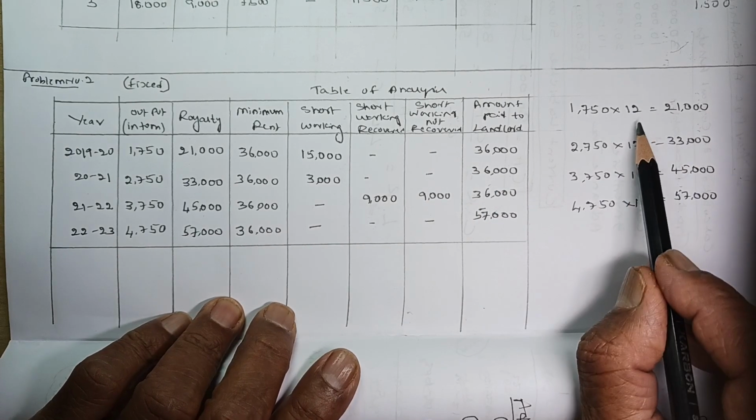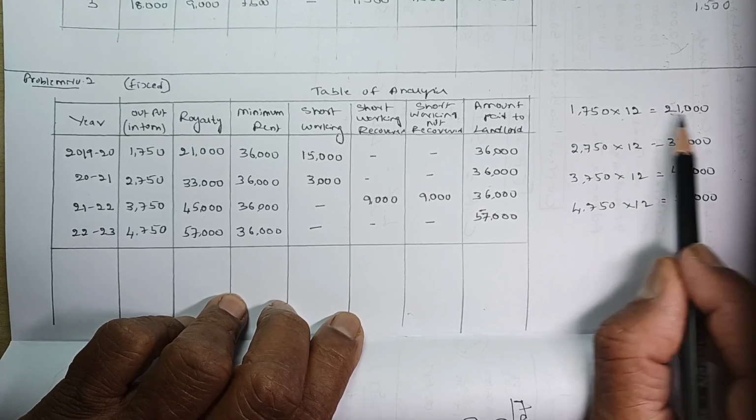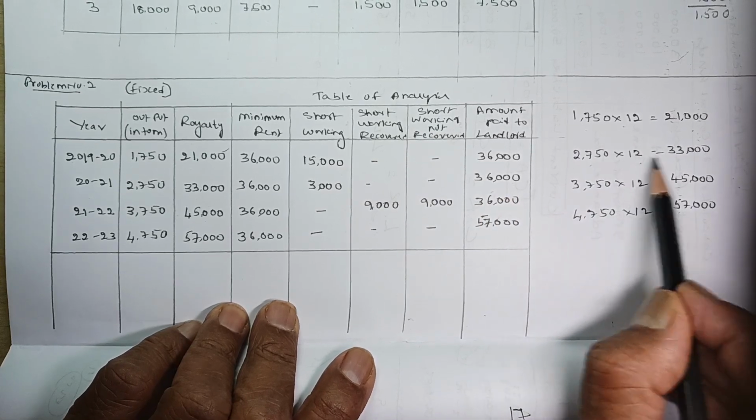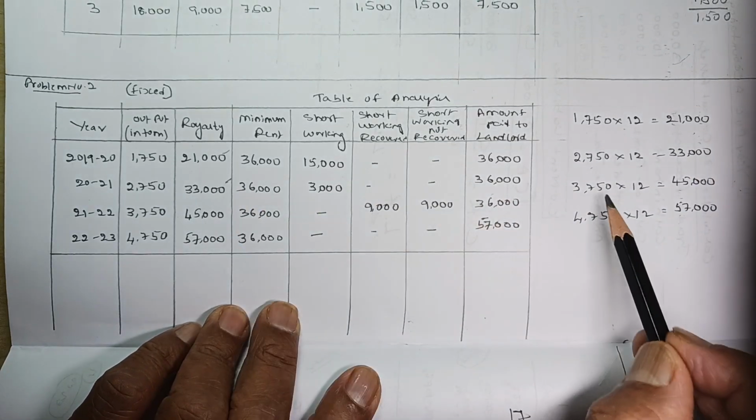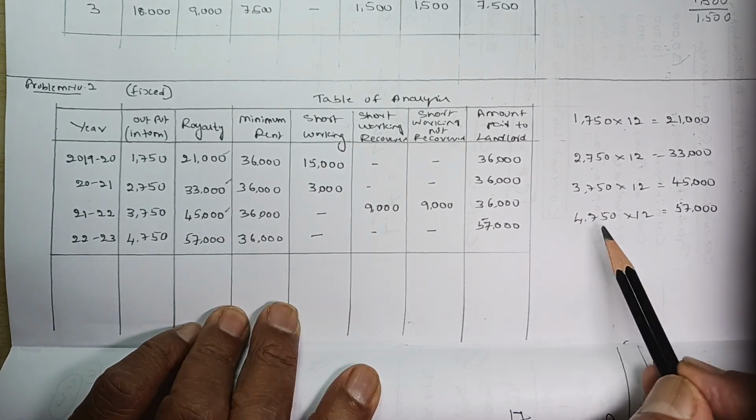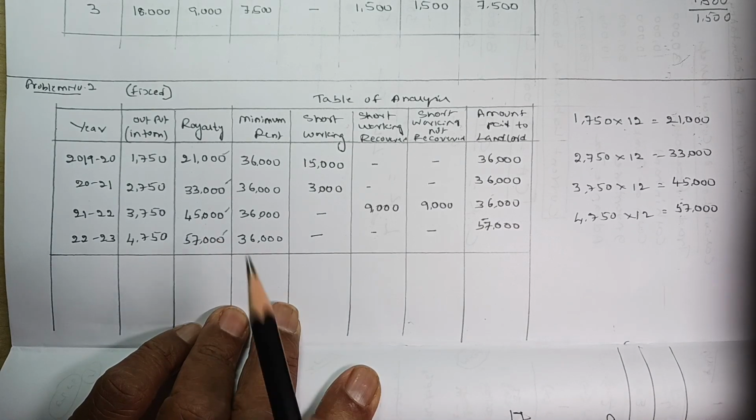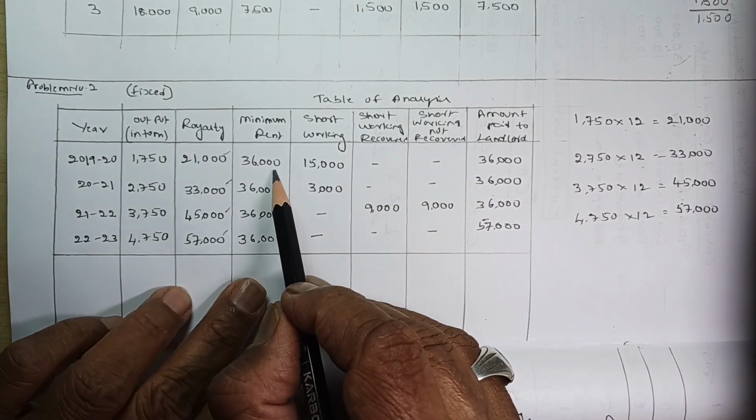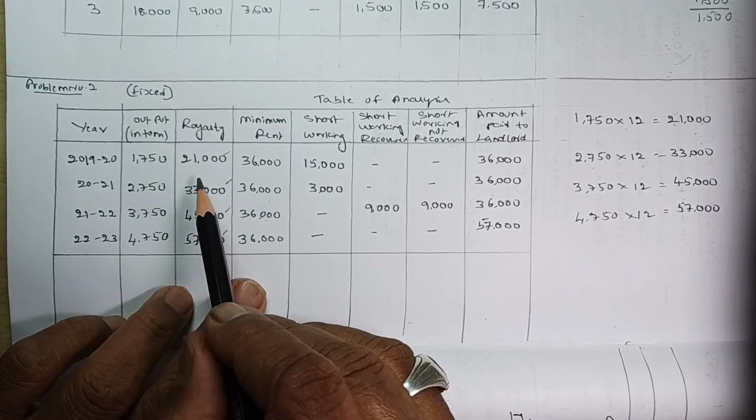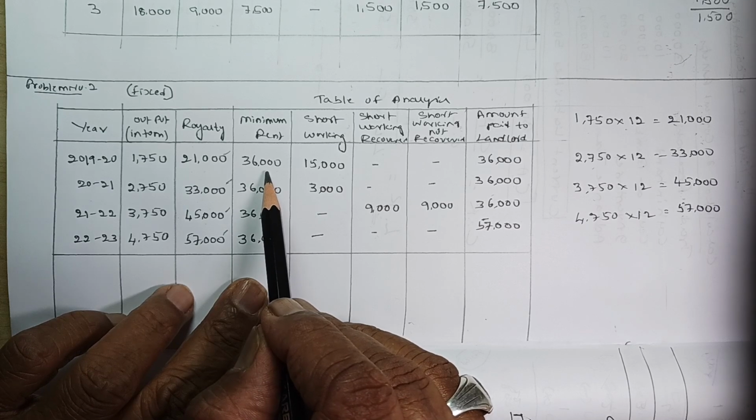Then royalty amount per ton is how much? 12. 1750 into 12 is 21,000 I have written. 2750 into 12 is 33,000 I have written. 3,750 into 12 is 45,000 I have written. 4,750 into 12, 57,000 I have written. Now what is minimum rent? Minimum rent in all the years is how much? 36, 36, 36, 36. Now in the first year, royalty is only 21,000, whereas minimum rent is 36,000.